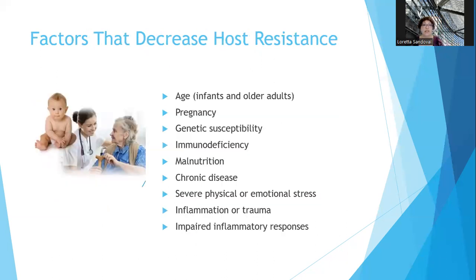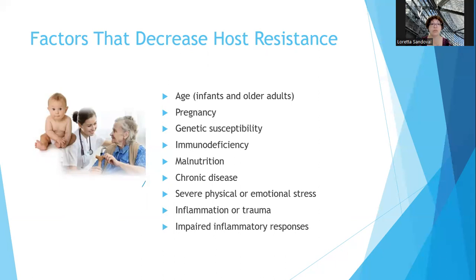So lots of factors can decrease the host resistance. Age, if you're really young or really old, that can decrease your host resistance. Pregnancy, because the pregnant woman's body is working really hard to build this new human being, and it can decrease their resistance. Genetic susceptibility, nothing to be done about that. Immunodeficiency, because your immune system's not working as well. Malnutrition, probably because your immune system's not working as well. Chronic disease, same thing. Severe physical or emotional stress, inflammation or trauma, or impaired inflammatory responses.